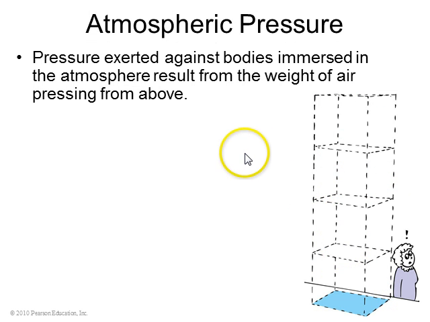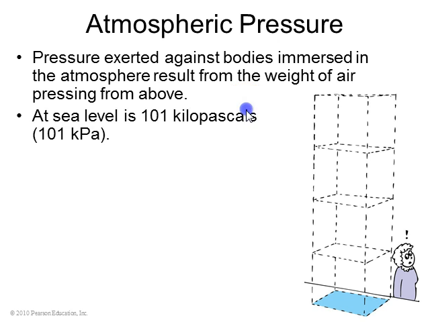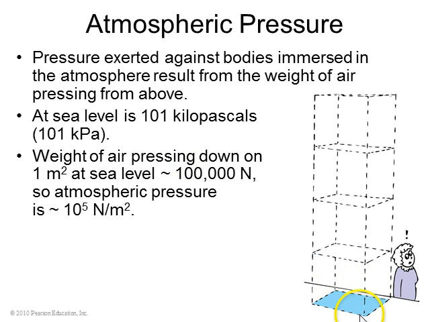So pressure is exerted against bodies that are immersed in the atmosphere, and it results from the weight of the air above us. And it turns out that here on Earth, around us right now, the atmospheric pressure is 101 kilopascals. You learned previously that a pascal is 1 Newton per meter squared. So that means every 1 meter squared of area is being pressed down with 100,000 newtons of force. That's almost the weight of 10,000 kilograms or 10 tons, so it's quite a lot. But I guess since it's around us all the time, we don't even notice it.